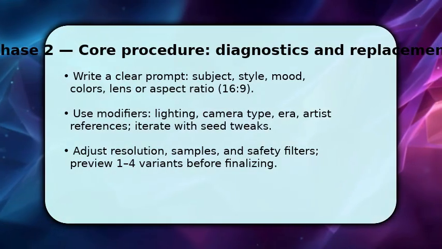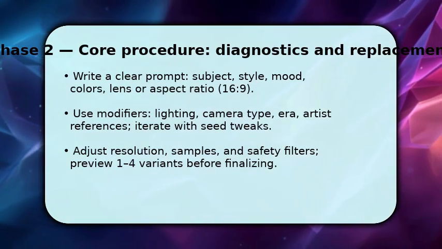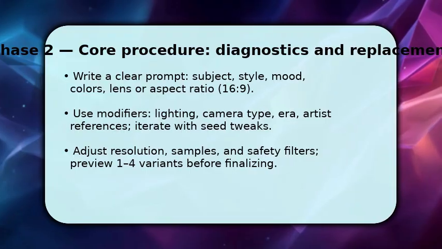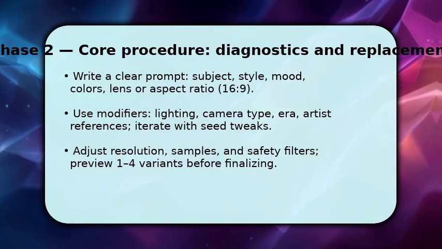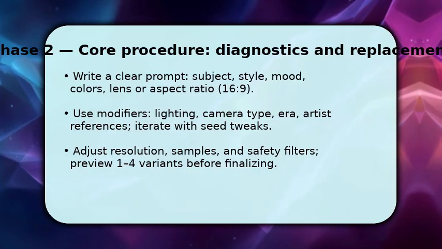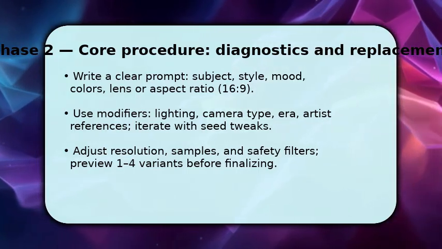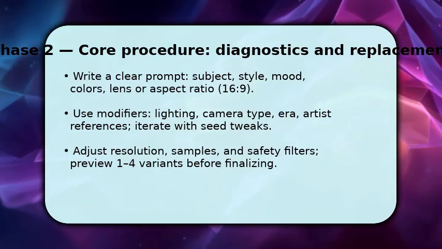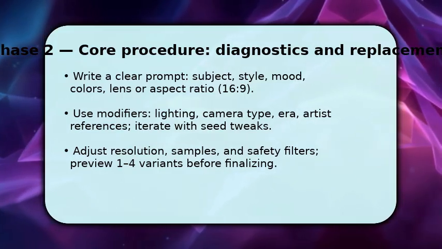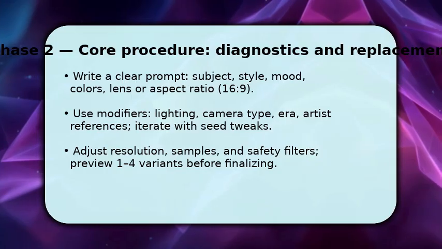Now you focus on prompt design and generation settings. You craft a clear prompt that states subject, style, mood, dominant colors, and an aspect ratio like 16:9. This guides the model precisely. Then add modifiers, lighting, camera lens, era, or artist-inspired touches, and run 1-4 variants to compare outputs.